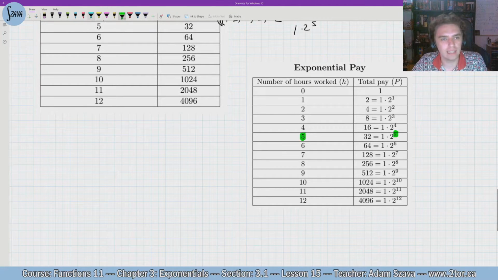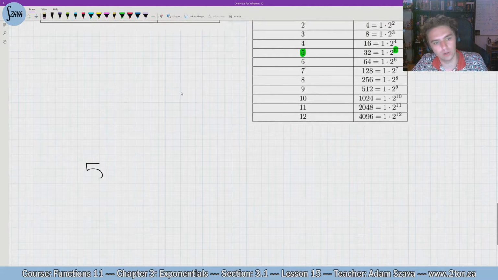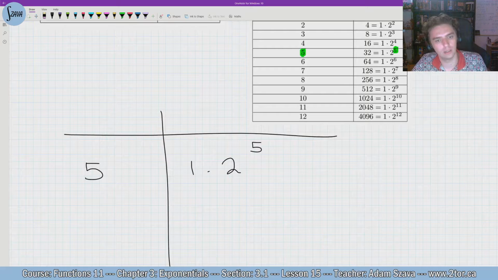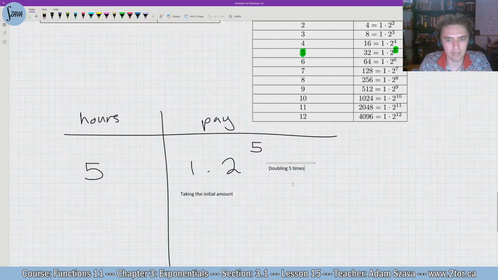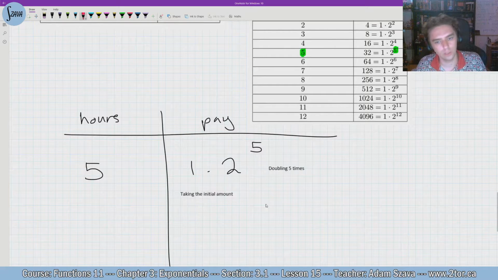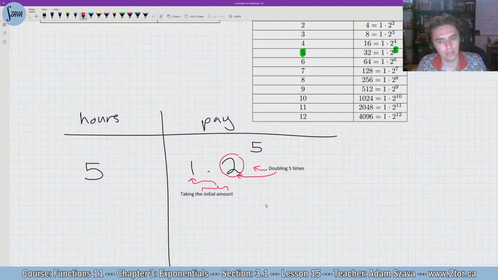And that comes from the fact that when we work 5 hours, let me zoom in right here, 5 corresponds to 1 times 2 to the 5 in our table for hours and pay. This comes from the fact that we are taking the initial amount and doubling it 5 times. Hopefully that makes some sense. We're taking the initial amount and we're doubling it. Doubling is the 2. 5 times is the 5.